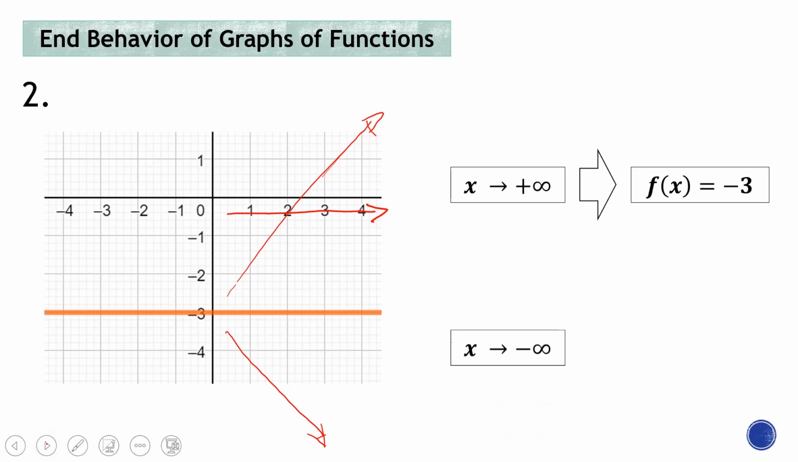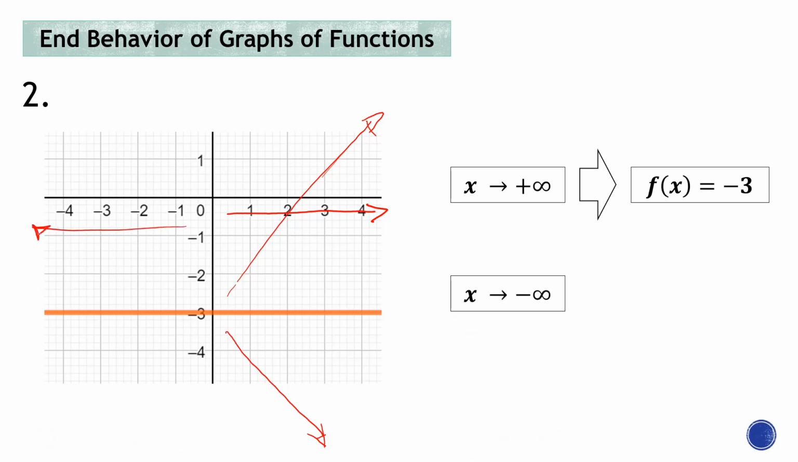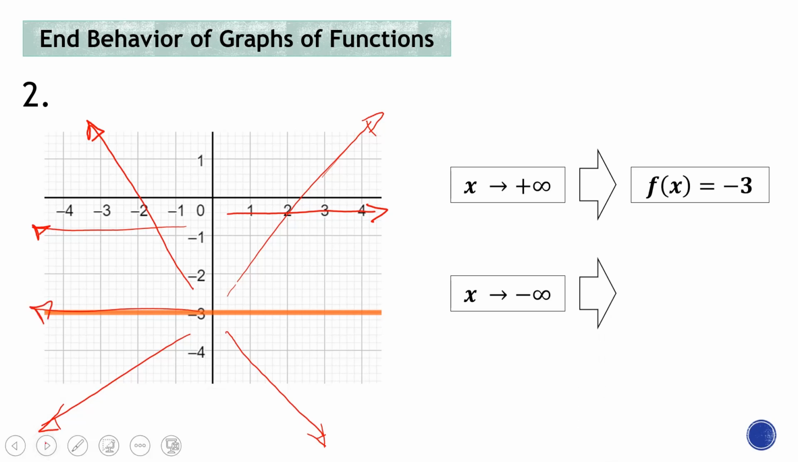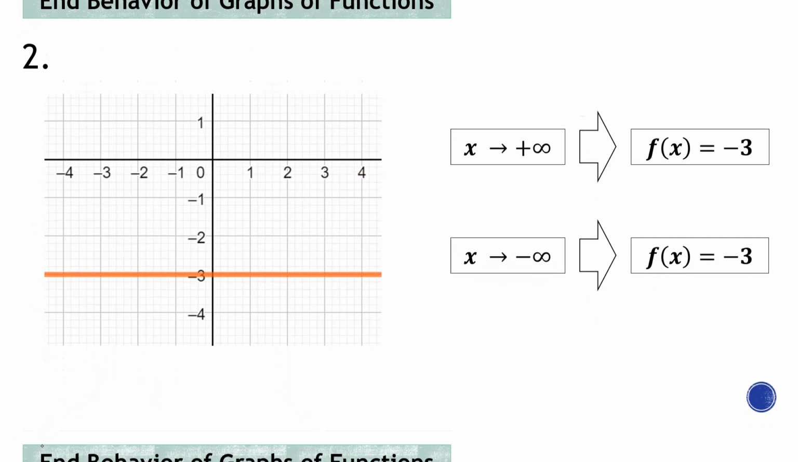Now, let's have x approaching negative infinity, this direction. Again, the basic question is, where is the left side of the graph going? Is it going towards positive infinity or going towards negative infinity? Neither again, that's right. It stays here, which is -3. So f of x stays there, equals -3. Okay, let's have another example.